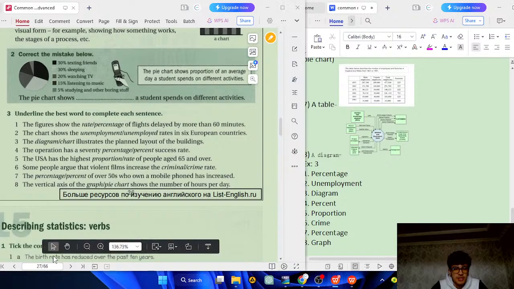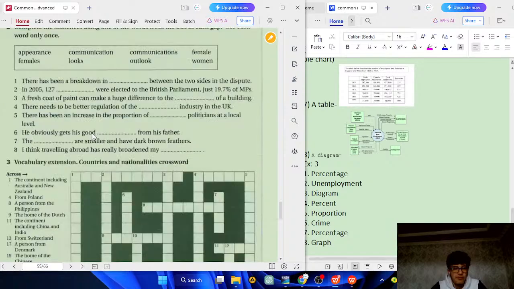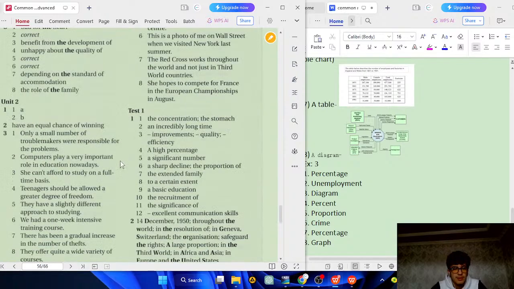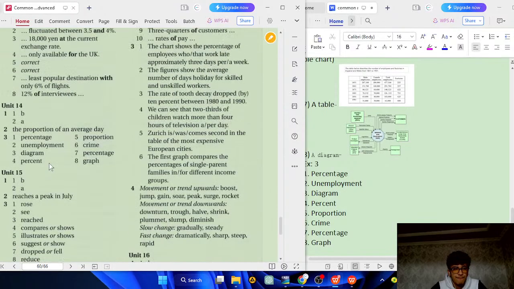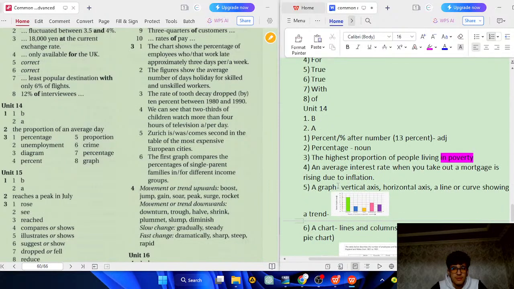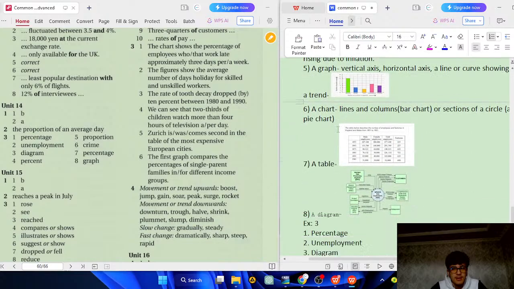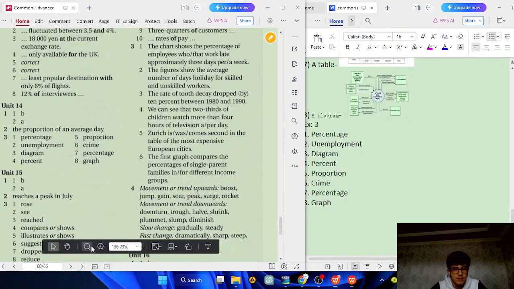Now let's go back and check. What is this? Unit 14. Unit 14, where is it? Percentage. Unemployment, diagram, percent. Proportion, crime, percentage, graph. Yeah. Now let's go back.